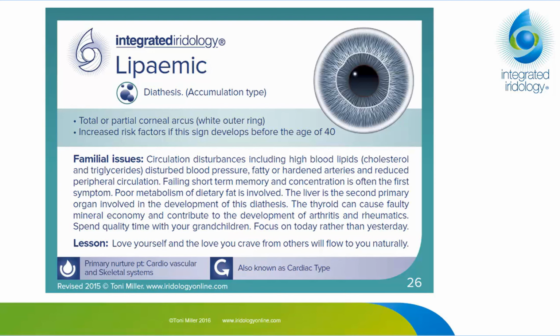Part of the wellness profile should include the suggestion that they spend some quality time with their grandchildren. Get them to tell their grandchildren stories about their parents, and also recommend that they focus on today rather than yesterday. Their lesson is to love yourself, and the love you crave from others will flow to you naturally. We'll talk about the lipaemic personality in our Iris 2 section.